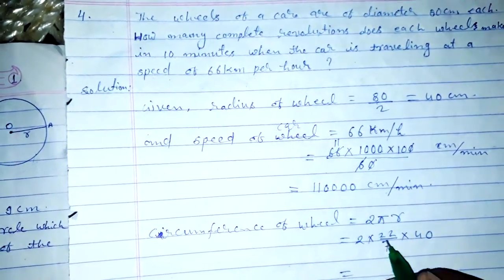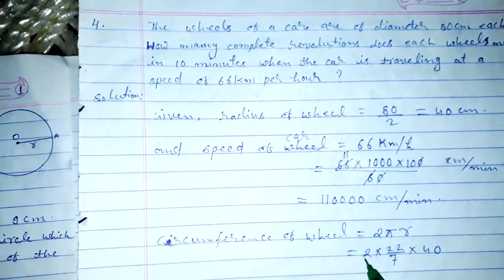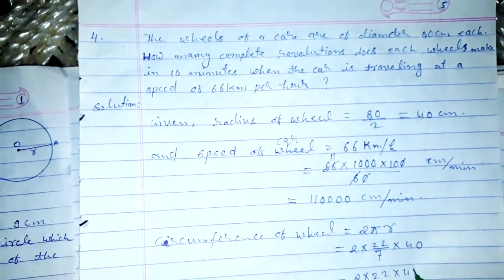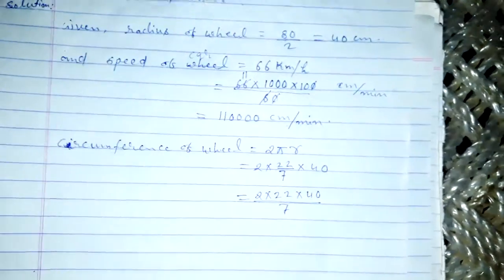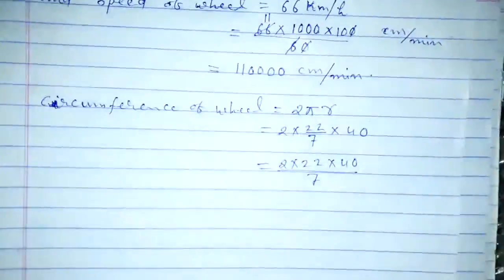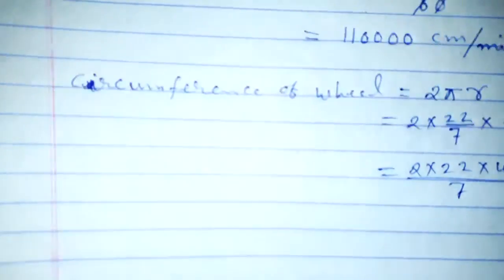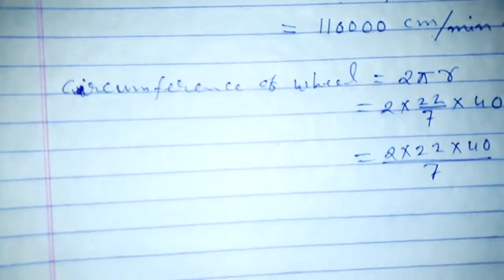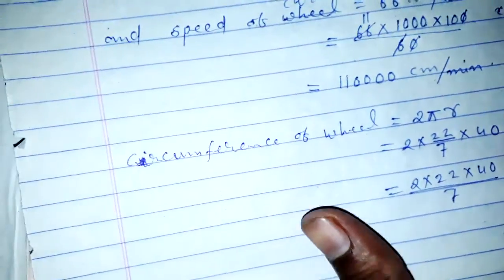So complete it: 2 into 2 into 22 into 4/7, because here we are dividing, so we do not multiply the complete value of this. So next, find the value of the number of revolutions.